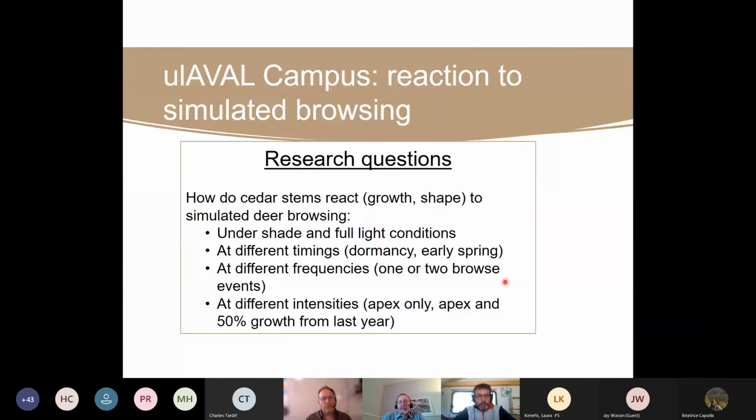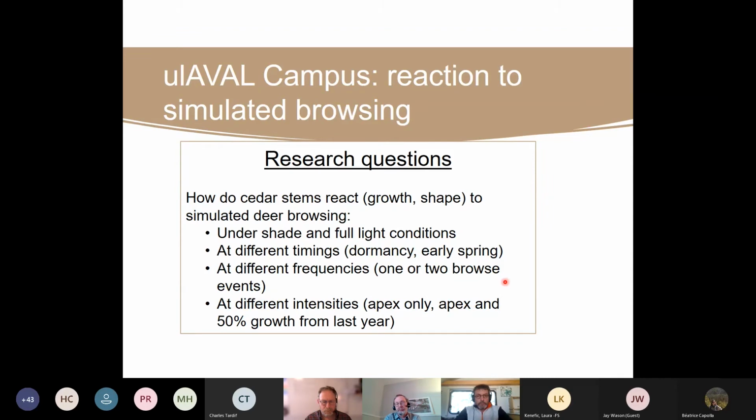So in nature, quite often we have very many variables that are influencing cedar growth at the same time. So we wanted to have control over these factors. So we planted some cedar seedlings on the campus and then provided half of them with partial shade.